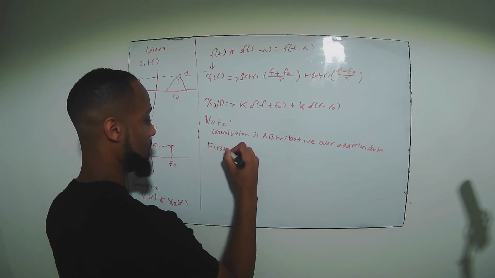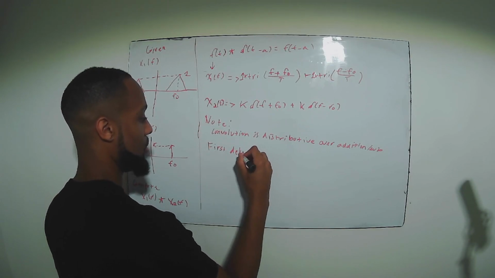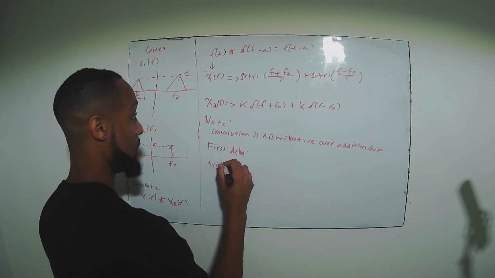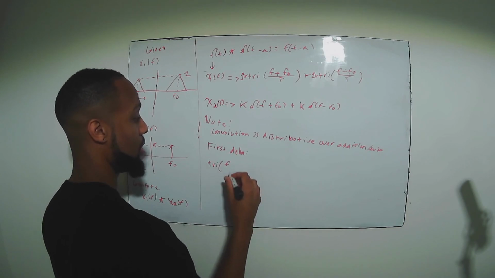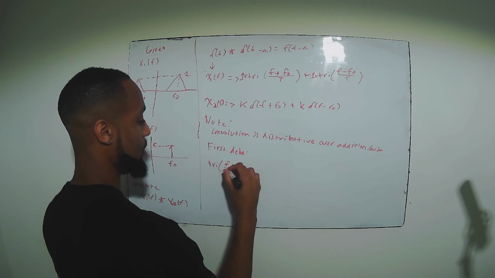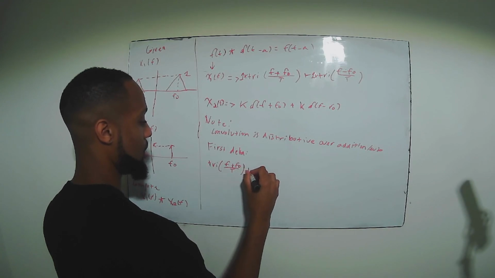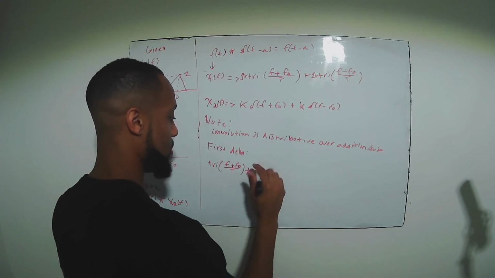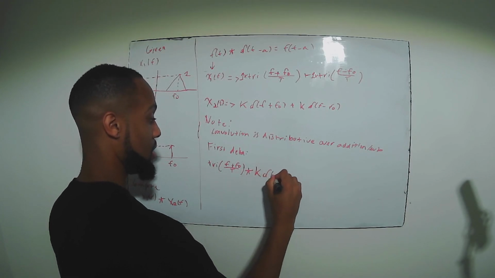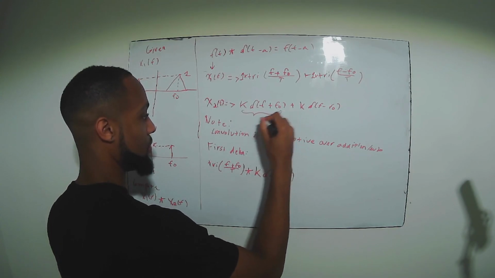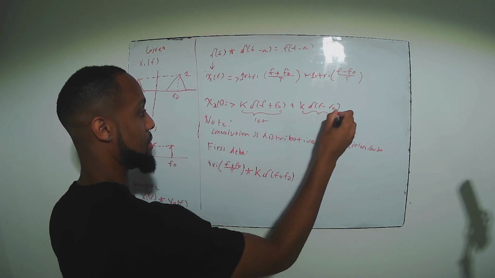So for the first delta here, we're going to get tri of f plus f naught divided by T, convolved with k delta of f plus f naught. So this is my first delta, by the way. This is the first one. This will be the second one.